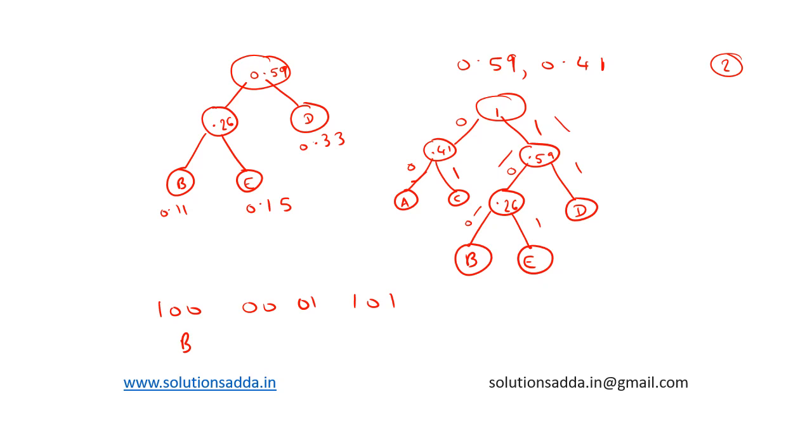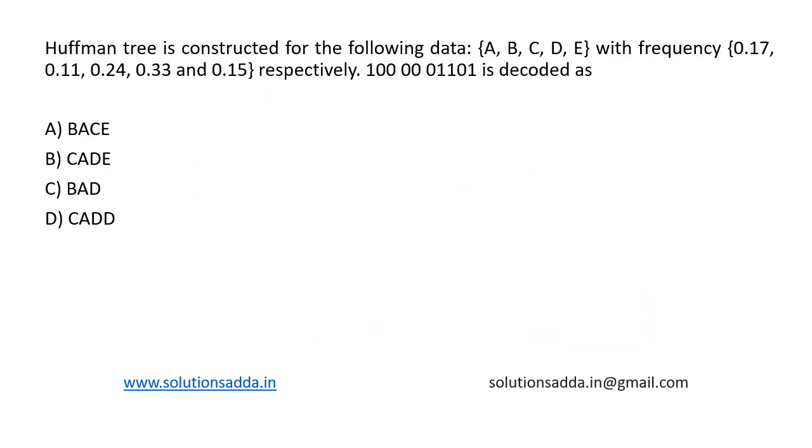Next one is 00, we have A. Next is 01, we have C. Next here we have 101. This corresponds to E. So the correct answer is B, A, C, E. And based on the options, we have B, A, C, E as option A. So option A is the correct answer.